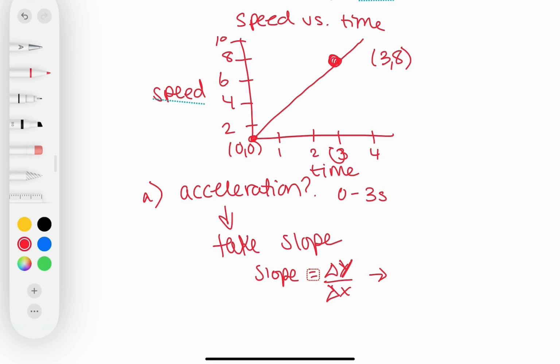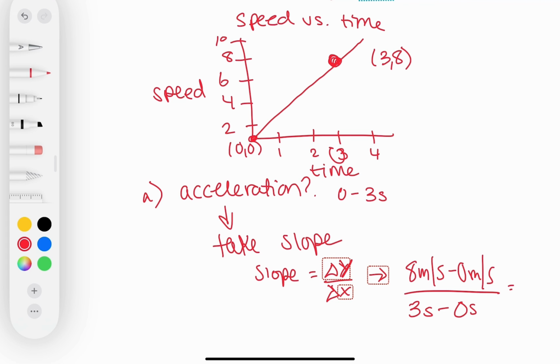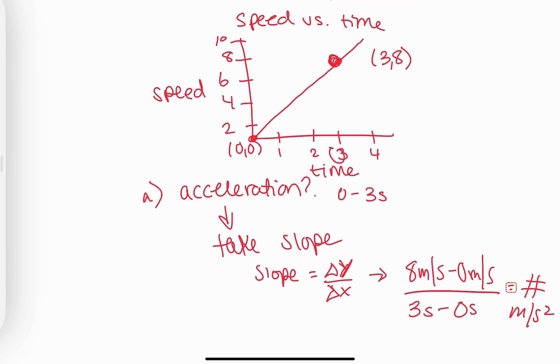In this case, we have a change in speed. So I would have 8 meters per second minus 0 meters per second over 3 seconds minus 0 seconds. Obviously, you would get some sort of number. Remember, the units are meters per second squared now, okay?